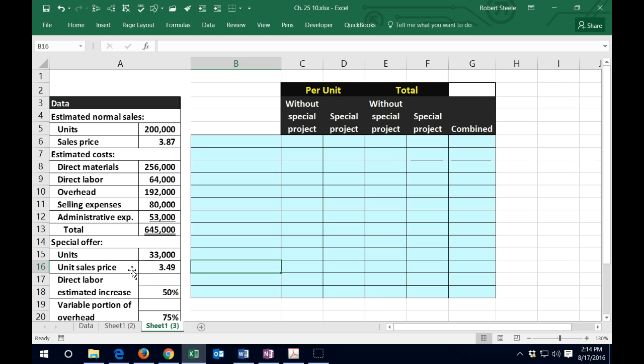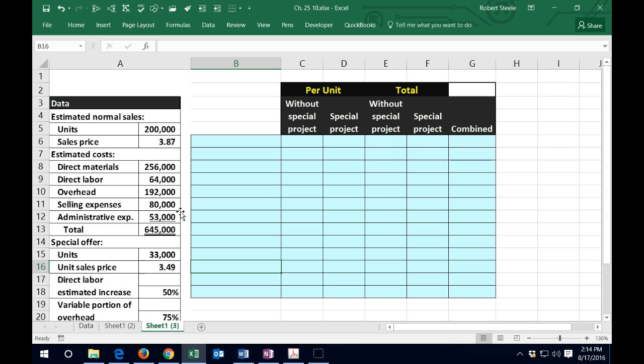So here's going to be our data on the left-hand side. We have the estimated normal units. We normally have 200,000 units. Normal sales price is $387 per unit. The estimated costs are the total costs, and we're going to have to break out the variable and the fixed portion based on this data: direct materials, labor, overhead, selling expenses, administrative expenses. So these are both variable and fixed totals here.